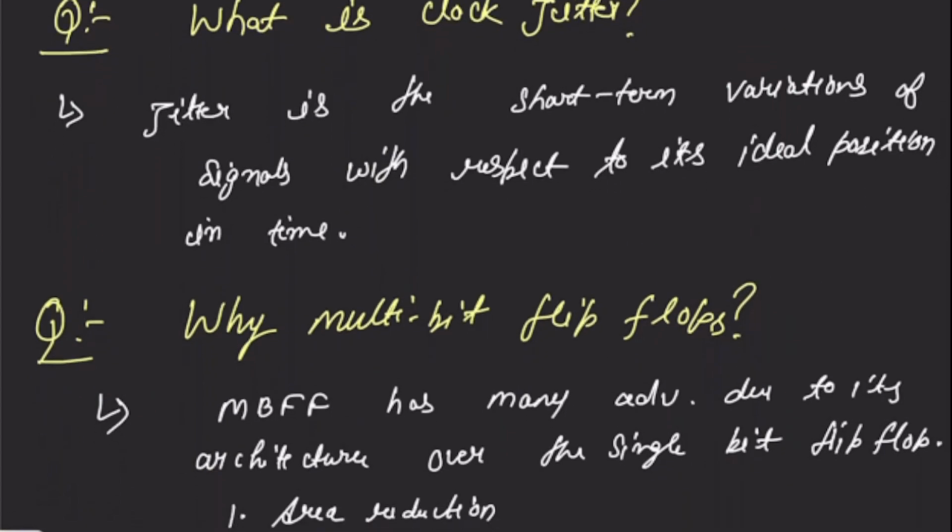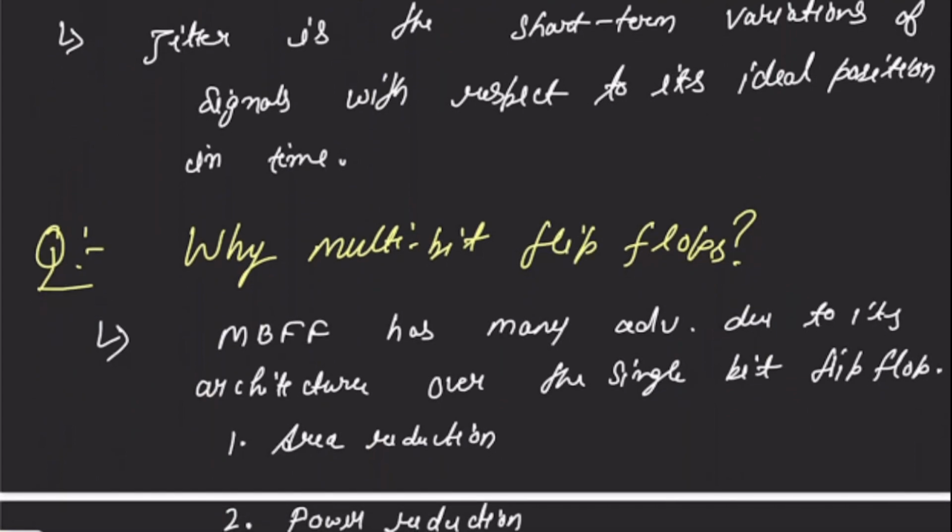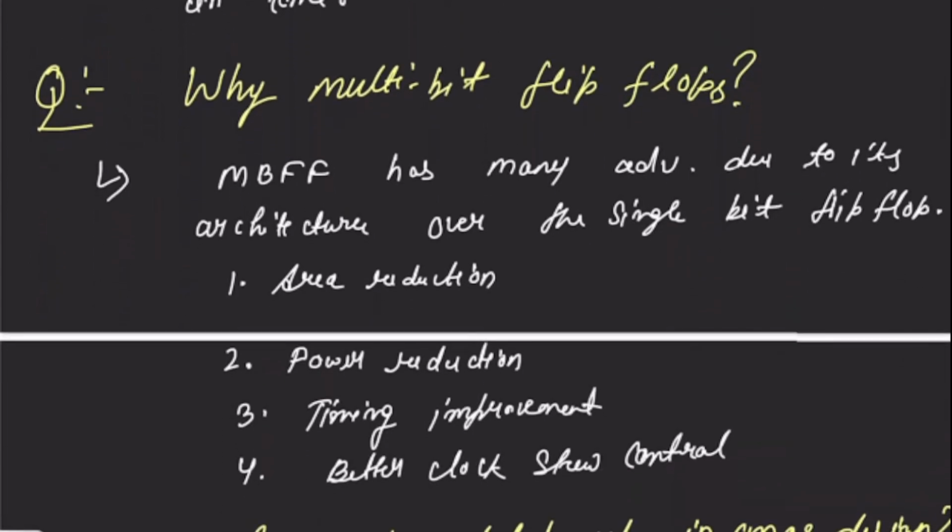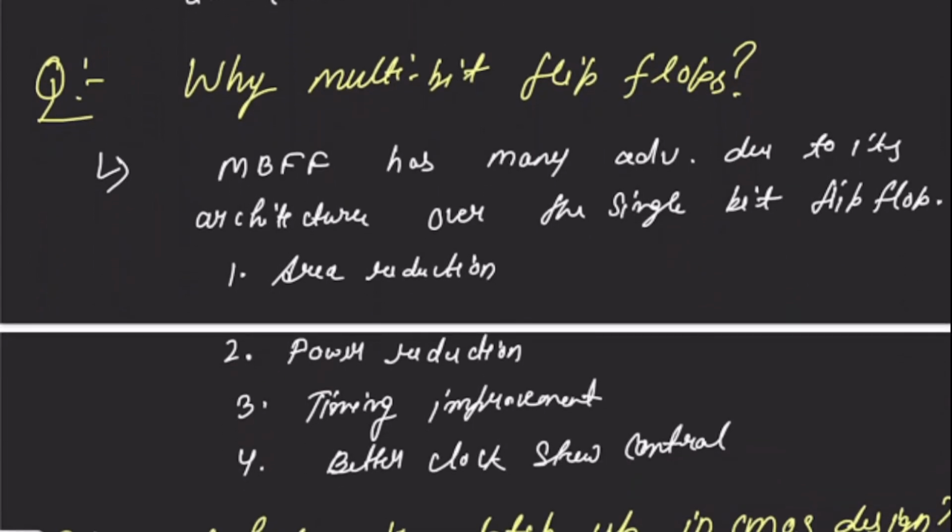And next question is, why is multi-bit flop used? A multi-bit flip-flop has many advantages due to its architecture over the single bit flip-flop: area reduction, power reduction, timing improvement, better clock skew control. So these are some basic advantages of multi-bit flip-flop over the single bit flip-flop.